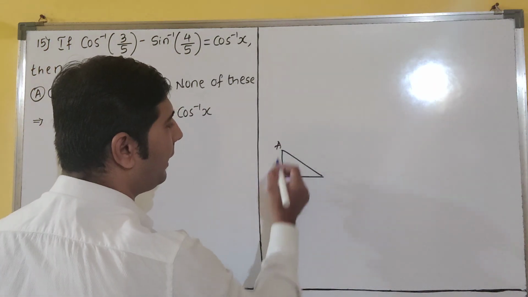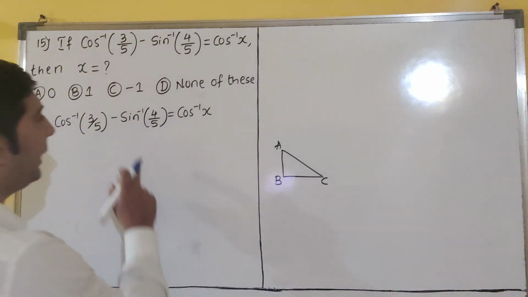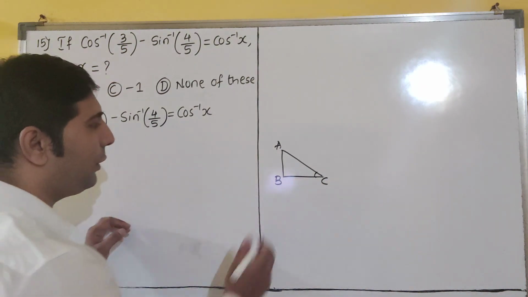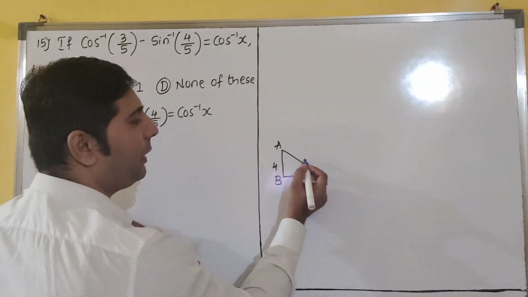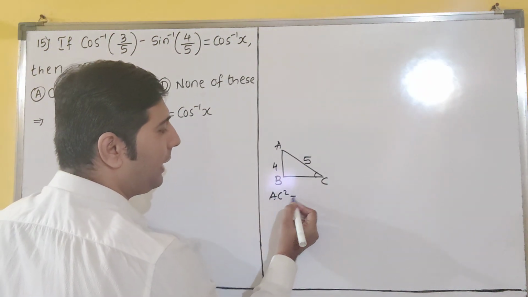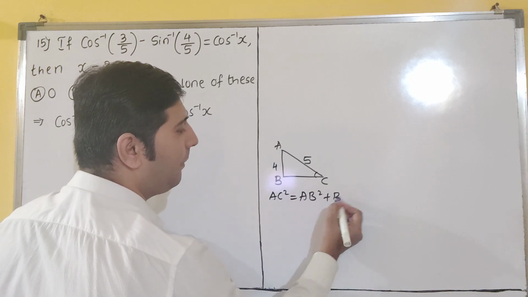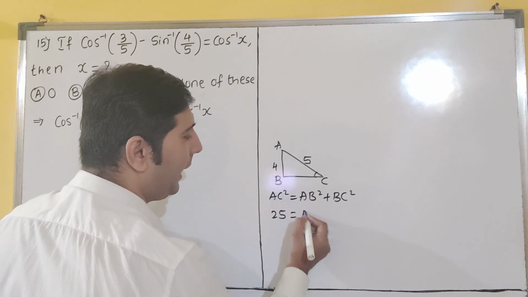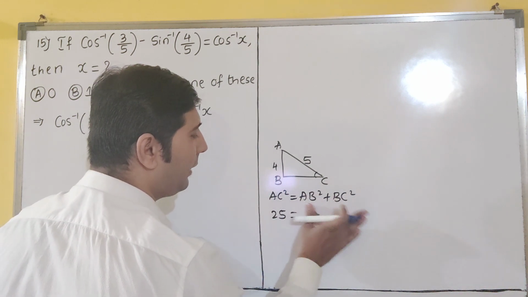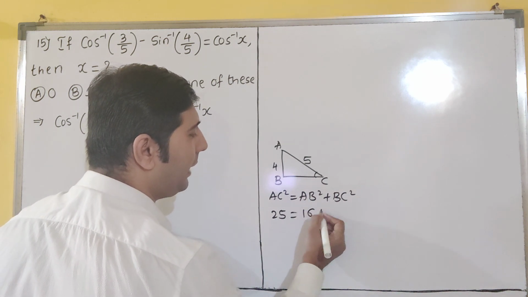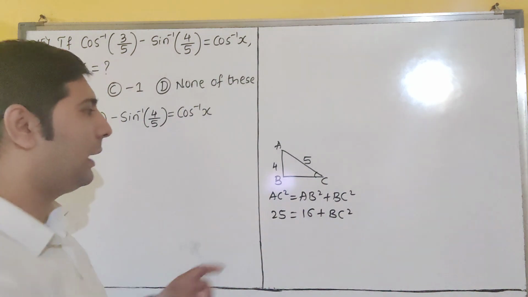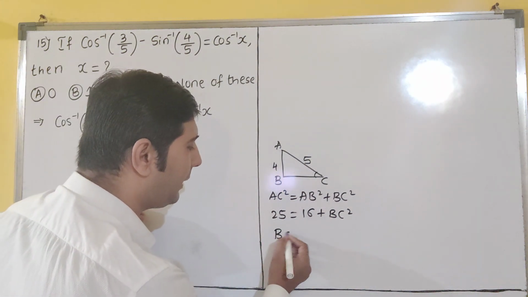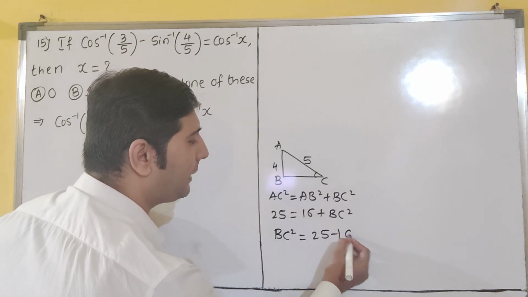I will show here only this side. So again we will use the Pythagoras theorem. Now see here, for sin inverse we will take the angle here. Sin I will write as opposite by hypotenuse. Opposite is how much? 4. Hypotenuse is 5, dear students. So now AC square is equal to AB square plus BC square. AC square is 5 square, 25. AB square is 4 square, which is 16. BC square I have to find here. Clear? So plus 16, you take this side. BC square is equal to how much? 25 minus 16.